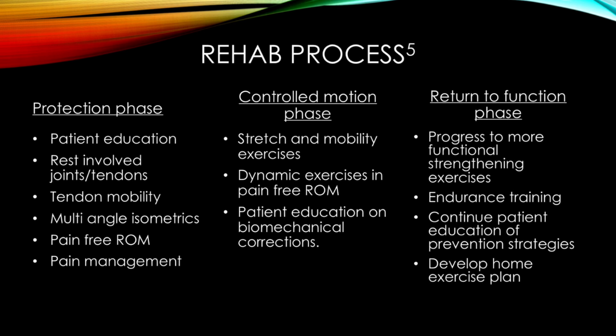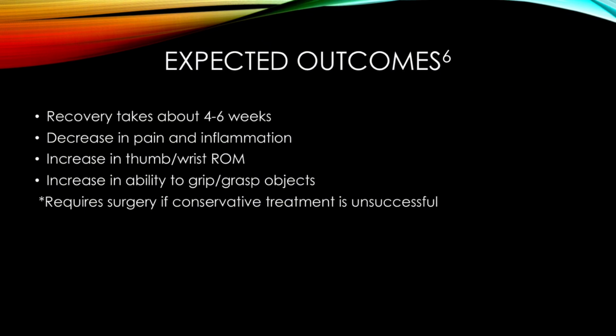And then the return to function phase, where you'll progress to functional strengthening, endurance training, continue patient education on preventing re-injury, and develop a home exercise plan. Some of the expected outcomes would be recovery in about 4 to 6 weeks, decreased pain and inflammation, increased thumb and wrist range of motion, increased grip strength, and ability to perform daily activities. If none of this is successful with conservative treatment, it may require surgery.